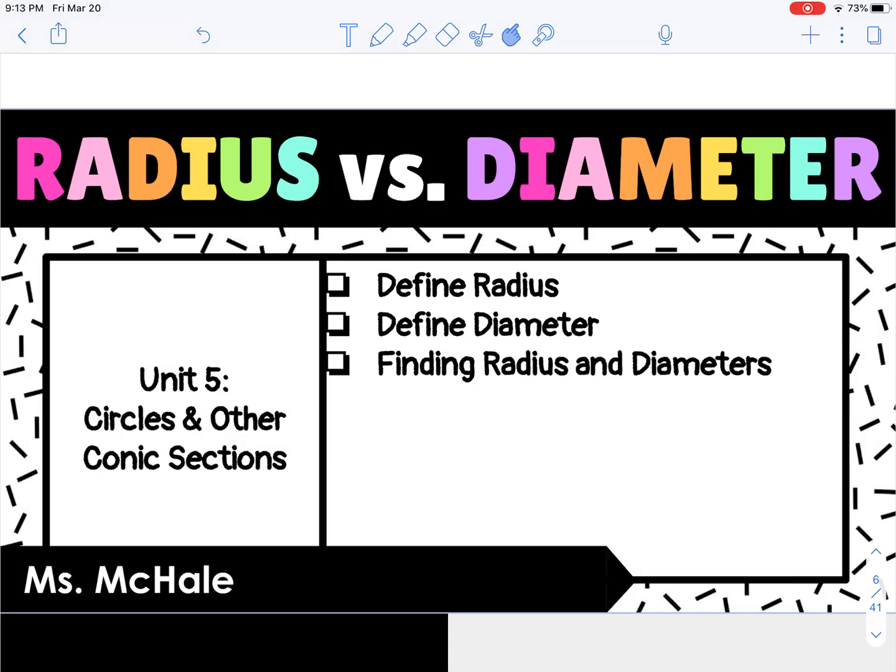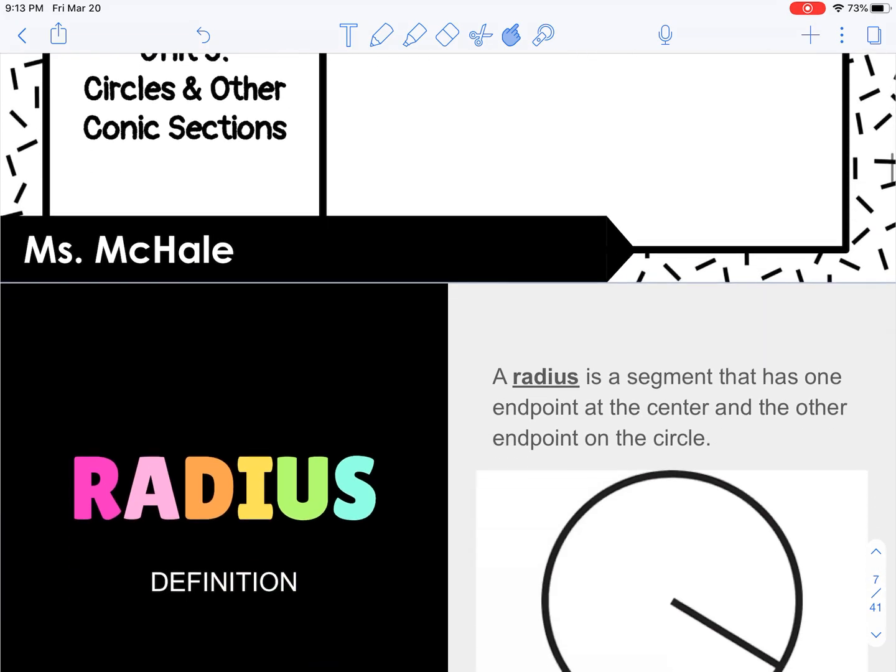Alrighty, let's talk about radius versus diameters. So we're entering our circles unit. You need to know the difference between a radius and a diameter, as well as finding radii and diameters.